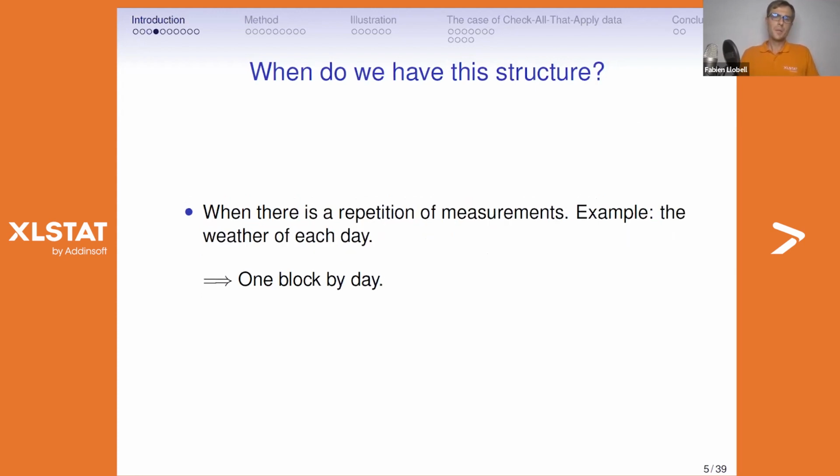Another example is when there is a repetition of measurements. For example, the weather of each day. We can imagine the temperatures, the power of the wind for different days or for different cities. So we have one block by day.